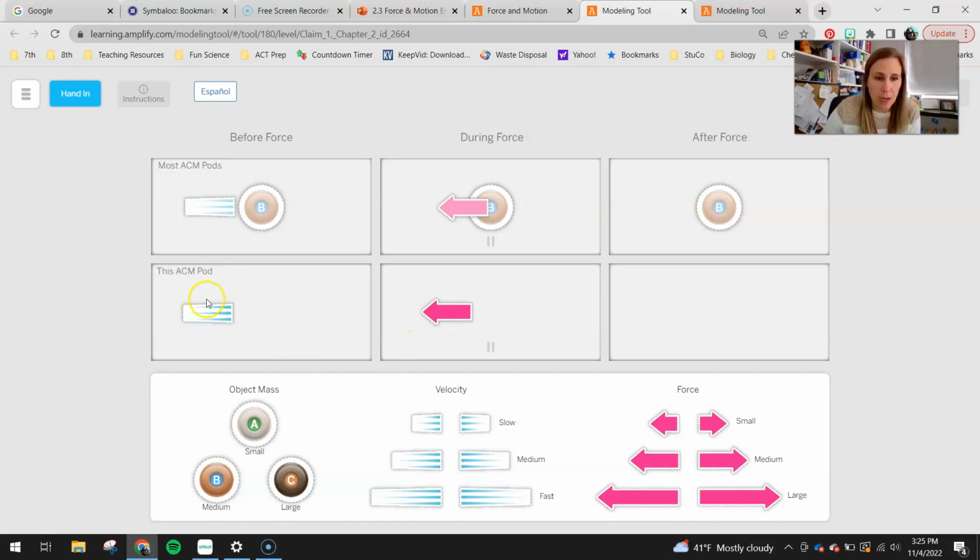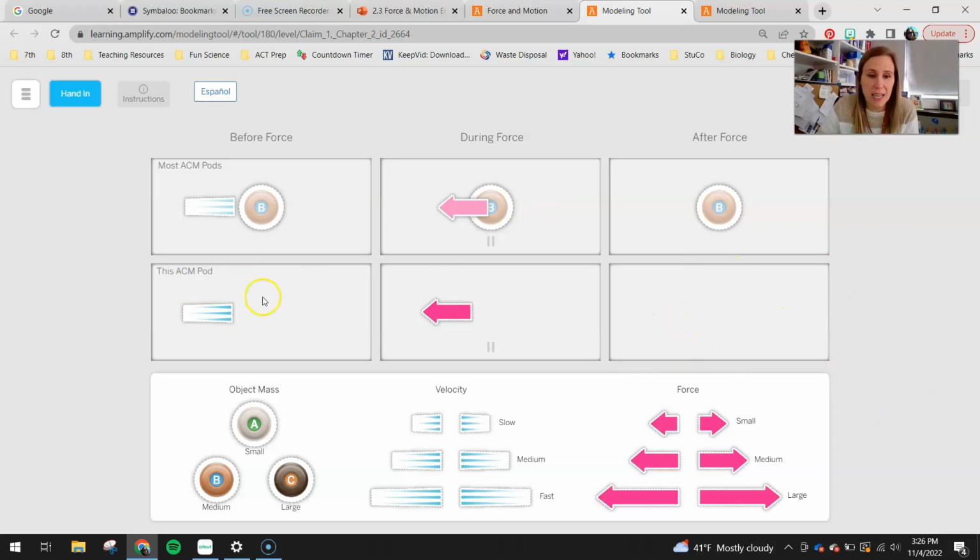In the before box, we already have our speed before the force. In our during force box, we already have shown the strength of the thruster force, which, since they weren't broken, fired with a medium force just like the other missions. Okay, so the last thing you have to do is show me the velocity of the movement after the force.